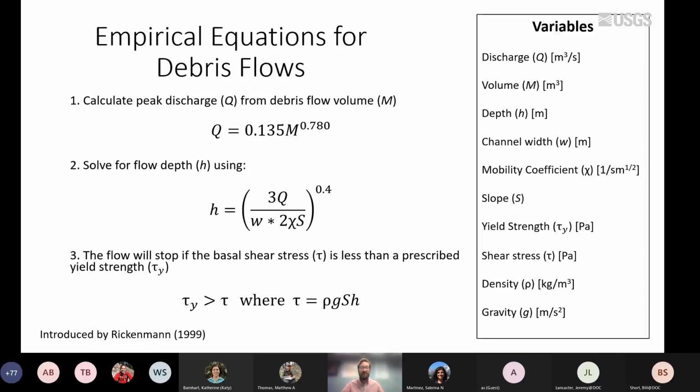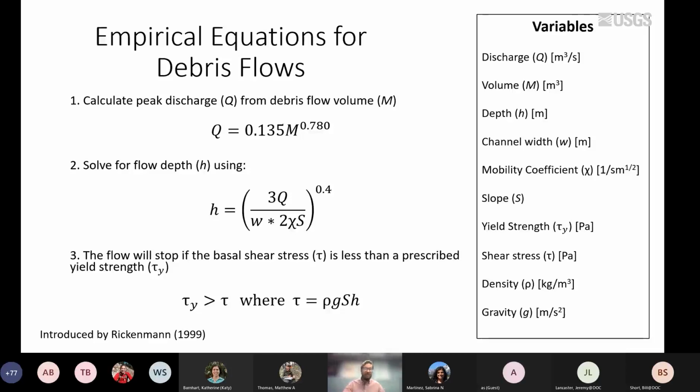shown here and calculated in equation 3, which considers density, gravity, topographic slope, and flow depth. So at every point where the shear stress exceeds the prescribed yield strength, flow will be routed. But where the yield strength exceeds the shear stress, the flow will stop being routed. So these are the main empirical equations that the model utilizes.